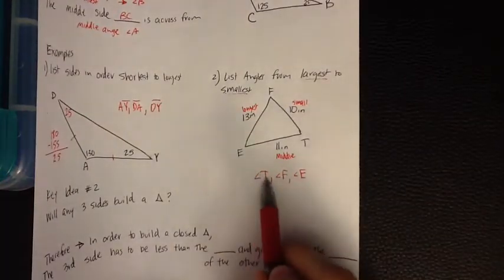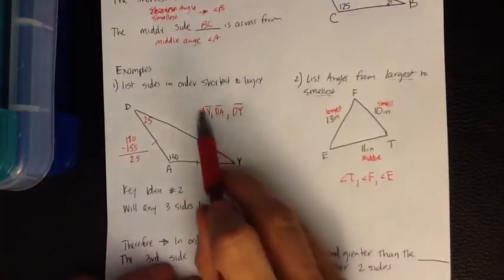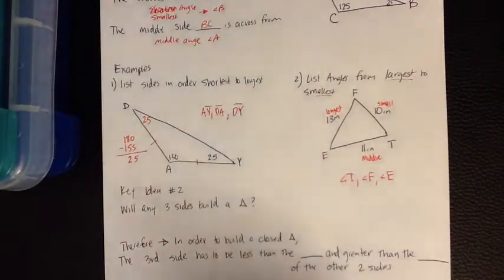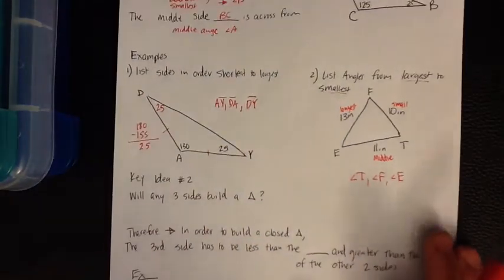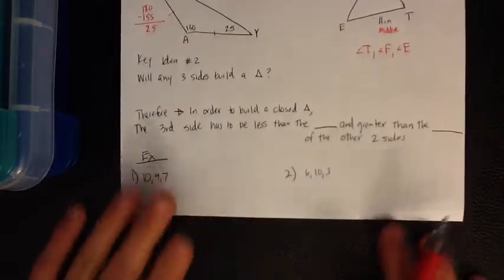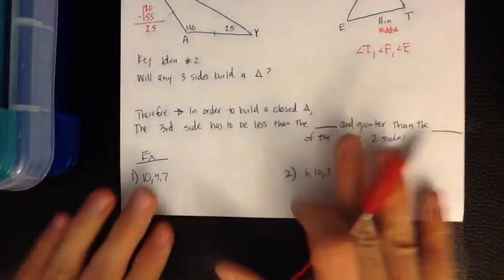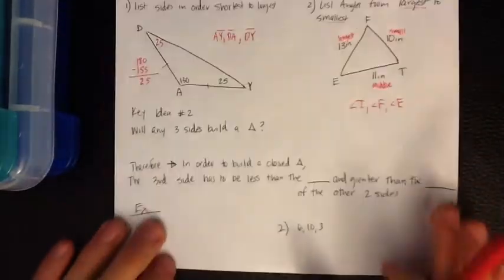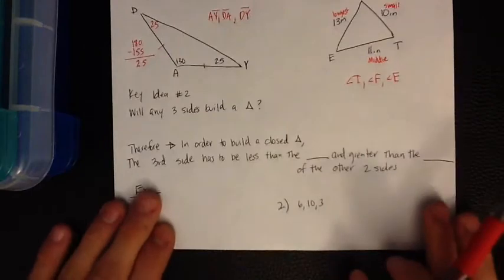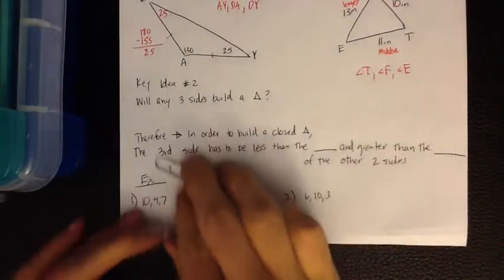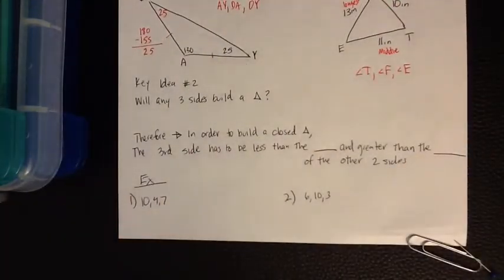And so angle T, angle F, angle E. Notice how we put angles in front of the things that are angles and put a side in front and on top of the thing that's a side. That way we know what we're talking about. All right. Fairly simple, but we got to practice that tomorrow just so you get good at it. But it's a simple idea. All right, moving on to key idea number 2.